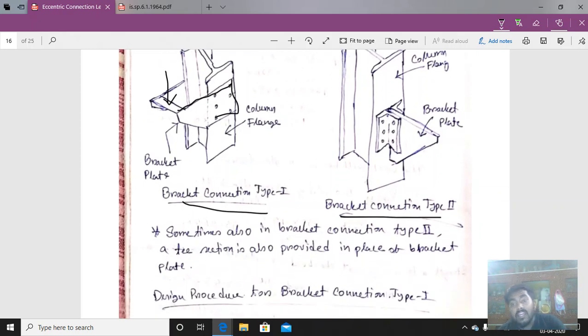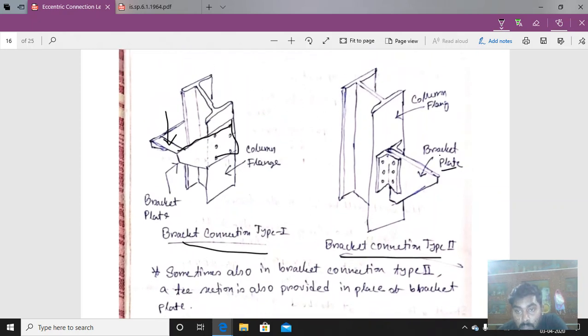The second bracket connection is like that. When a bracket plate is provided like that, an extra angle, a bracket angle, has to be provided to connect the bracket plate with the column flange. Sometimes the bracket plate is like a T-section. A T-section is provided as the bracket plate also, like that.